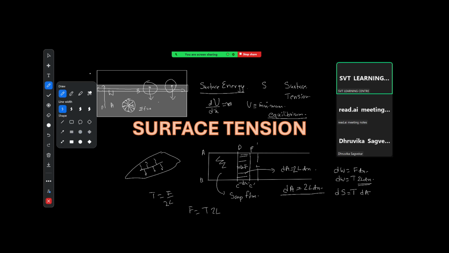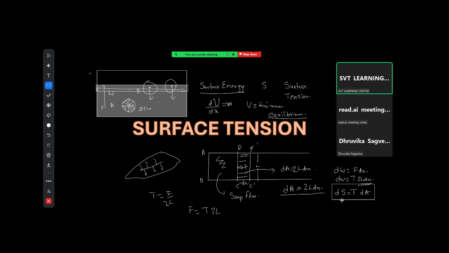So change in surface energy will be equal to surface tension into change in surface area, okay? Let us write it down so we remember. So you look at this, change in surface energy is equal to surface tension, which is a constant, into change in surface area.